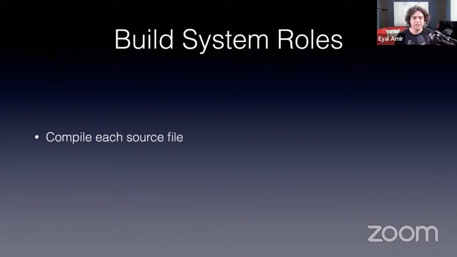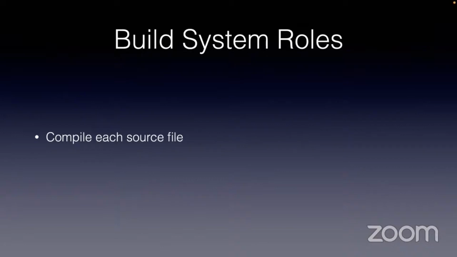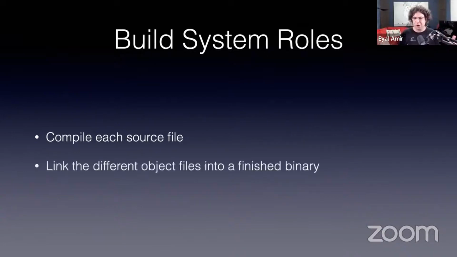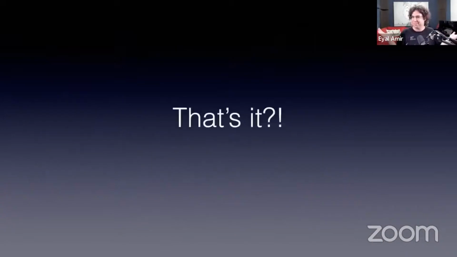Sorry about this pause. So you've got a bunch of source files, and you call the compiler for each of those. Then you have to link the object files that are created into a finished binary, like your app or plugin, whatever. And that's it, right? Simple. We can all go home. This was hopefully a very productive session for everybody.